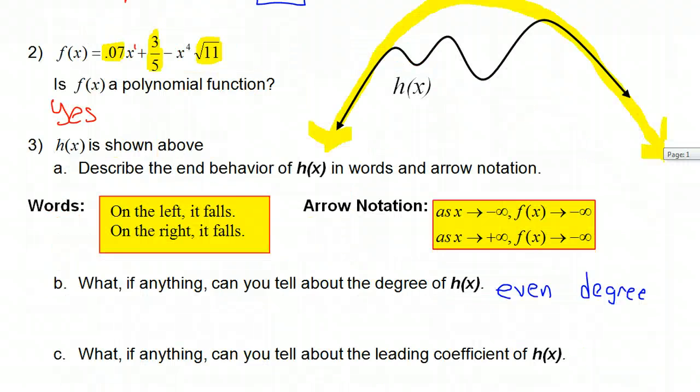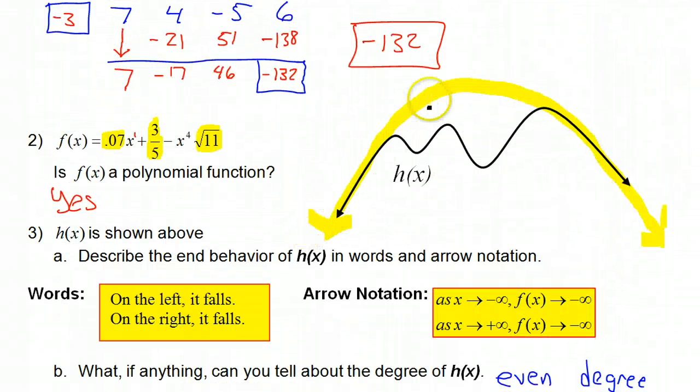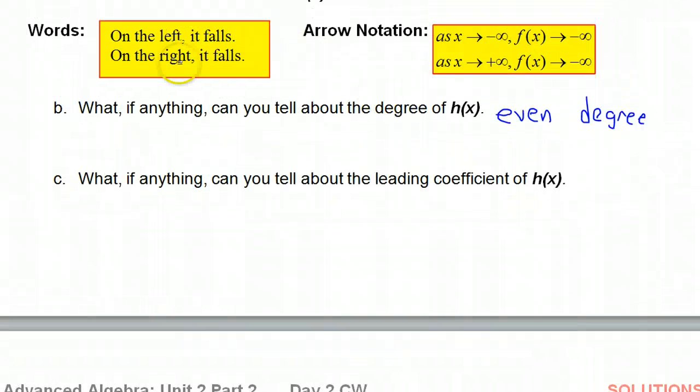Okay, also, what if anything can you tell about the leading coefficient? Well, just like this would be the same end behavior as an upside down parabola, so that tells us that this is the negative version as opposed to the positive version. So the leading coefficient is negative because both arms are facing downward. If both arms were facing upward, that would be a positive leading coefficient. So what, if anything, can you tell about the leading coefficient? It is negative.